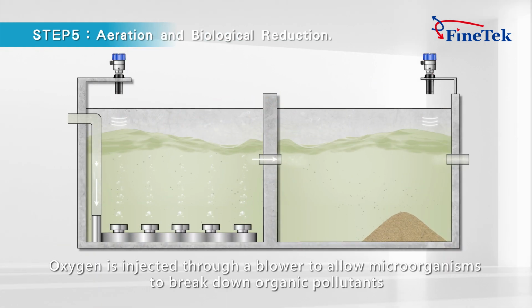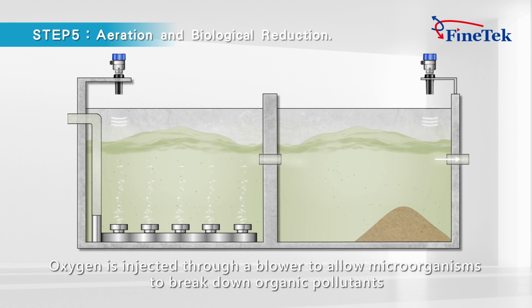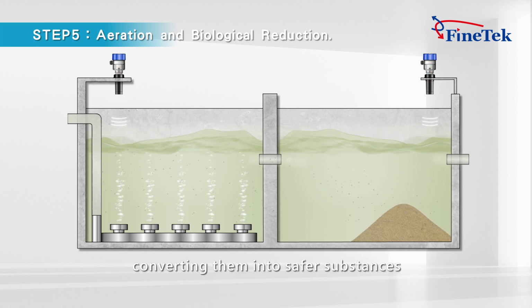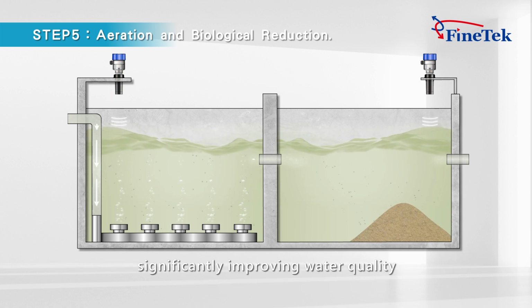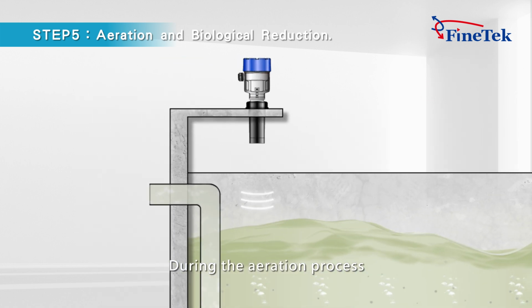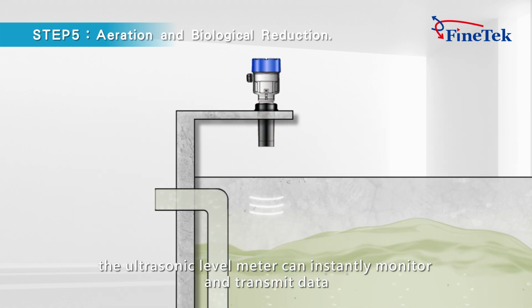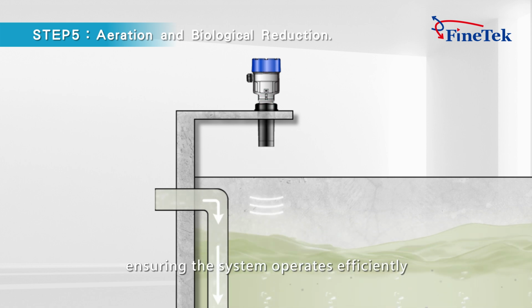Oxygen is injected through a blower to allow microorganisms to break down organic pollutants, converting them into safer substances, significantly improving water quality. During the aeration process, the ultrasonic level meter can instantly monitor and transmit data, ensuring the system operates efficiently.